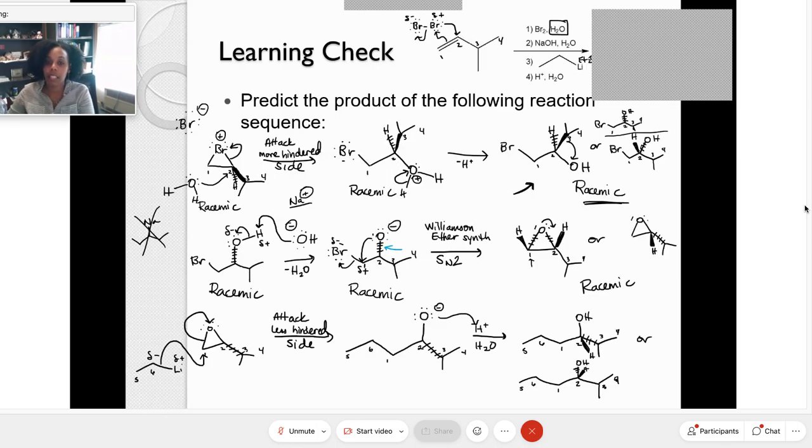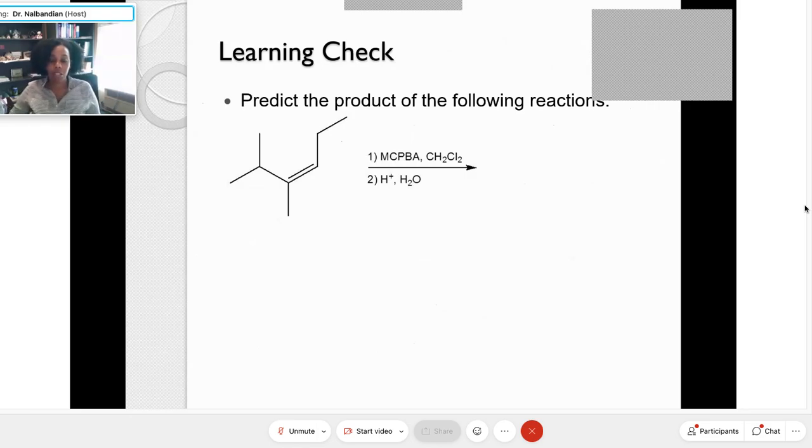All right. So let's move on. So here on this slide, there were two, same starting material, but two different reaction conditions. So here's our first one, which is mCPBA, which is a carboxylic acid. So what is our mechanism here?